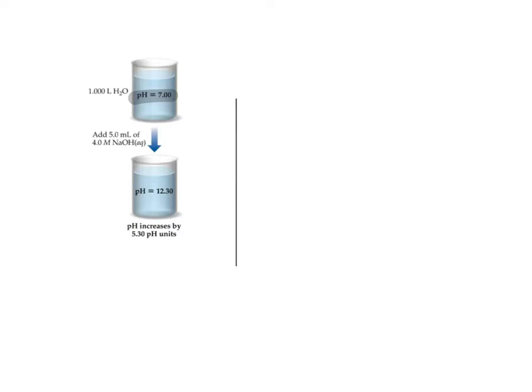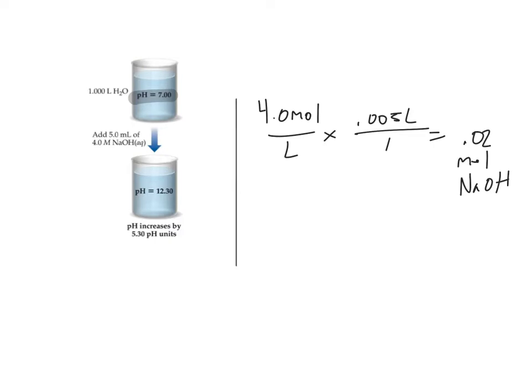You can calculate this quite easily. Since the base is being added straight to water, the first thing we need to do is take the 4.0 moles per liter, which is 4.0 moles over liters, and multiply it by the volume of 0.005 liters to figure out how many moles of the base is in that 4 molar sample. Take the volume times the molarity and you get the number of moles. The answer is 0.02 moles of NaOH.